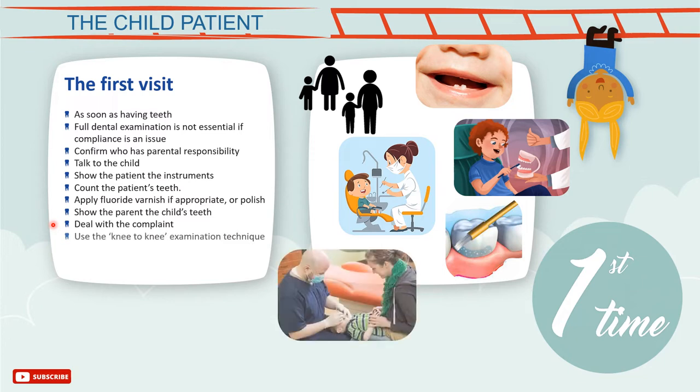Younger children can sometimes be more successfully examined using the knee-to-knee examination technique. The parent and the dentist should sit facing each other with their knees touching. The child should be seated on the parent's lap with the child facing them. The parent then lowers the child back onto the dentist's lap.